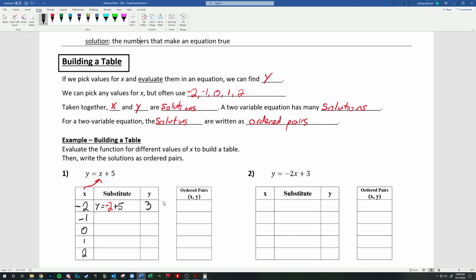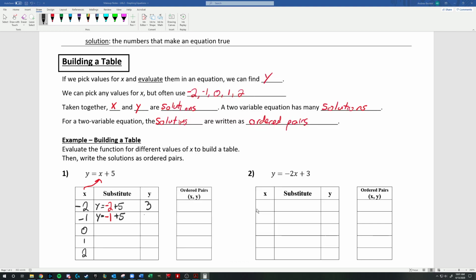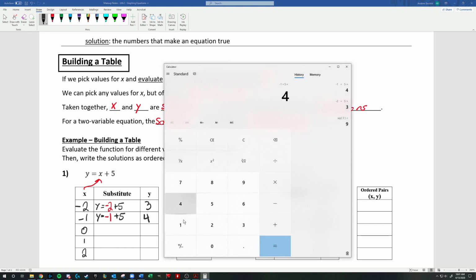Let's do it again with -1. So we have y equals x, where x is -1, and then we add 5. I'm going to show you one more time how to do that with the calculator. So we put 1, then the negative sign, plus 5, and we get 4. You can always use your phone for this. I have different calculators in class, but I want you to have this resource handy just in case.